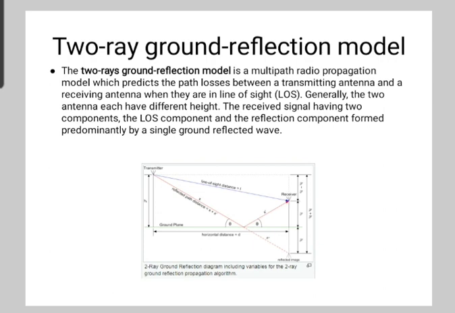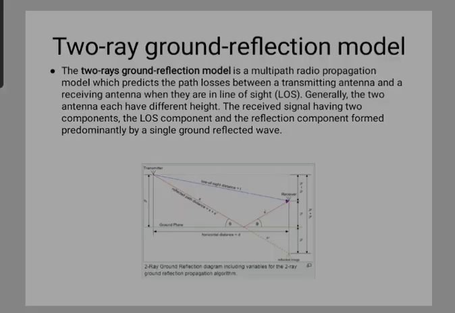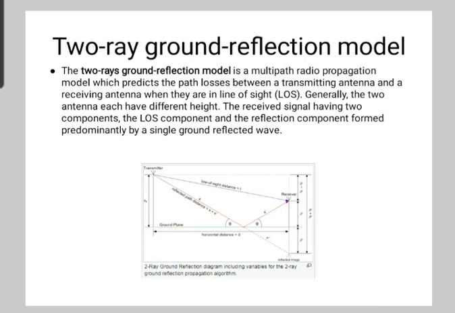Now direct path means what? The transmitted signal when it reaches the receiver directly, then it is called a direct path, and the components which are present in the signal are called direct path components. Okay. Then the next is multipath.